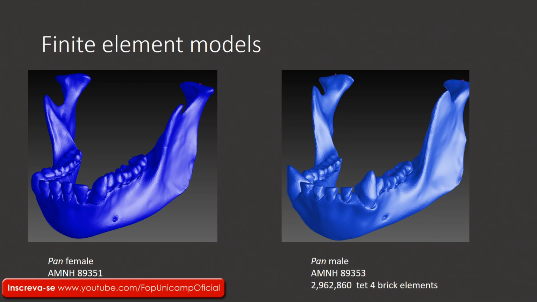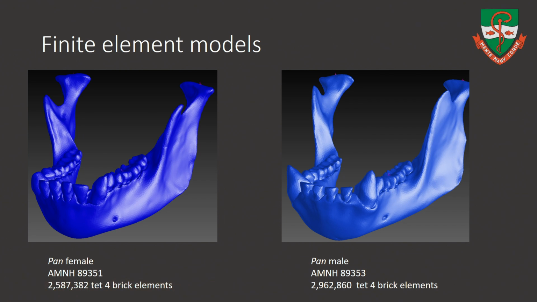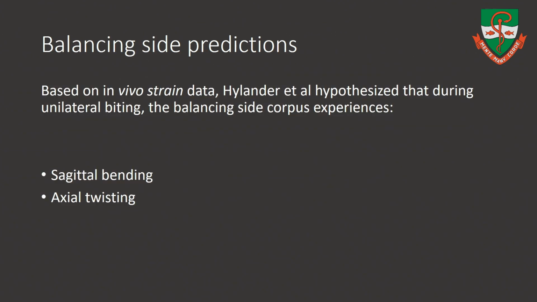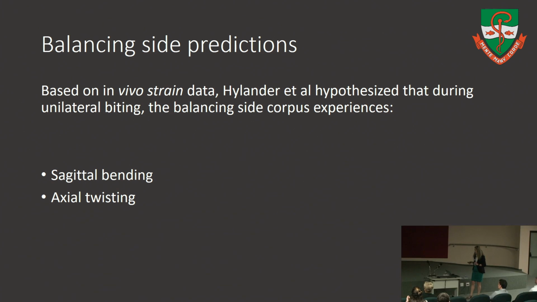So here are the two finite element models that we'll be talking about. On the left is the female chimp, and on the right is the male chimp. Each of these models, once meshed, had between 2.5 million and 3 million Tet4 brick elements. I'm just going to describe the predictions for each of these regions, and then we'll walk through the results.